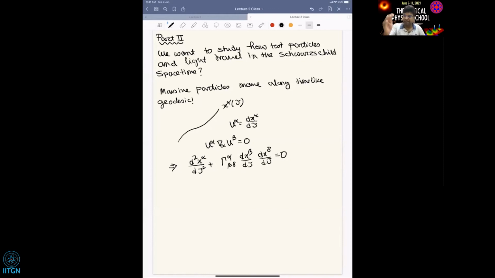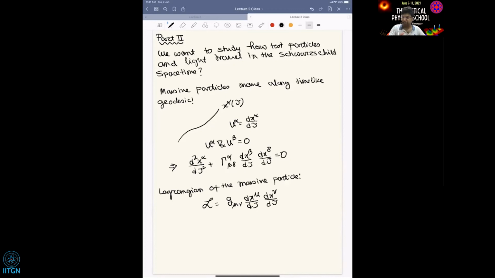So let's understand what the conserved quantities are. First of all, I would like to know the Lagrangian of a massive particle. So I'll write down the Lagrangian of a massive particle in this space-time. We will set the mass of the particle to 1. You can set it to something else, but just for simplicity, we'll set it to 1. The Lagrangian of the massive particle will be, we already know, g_μν dx^μ/dτ dx^ν/dτ. This is the Lagrangian of the massive particle.